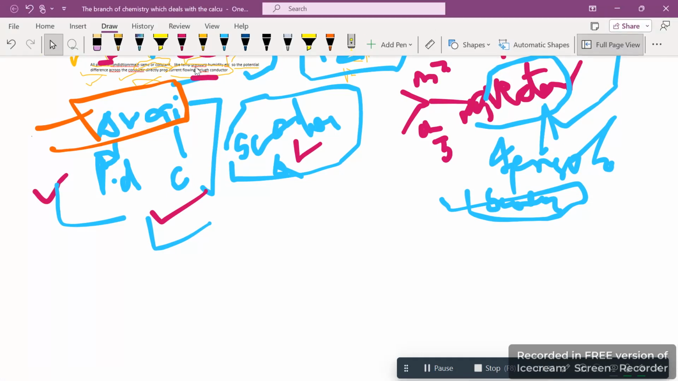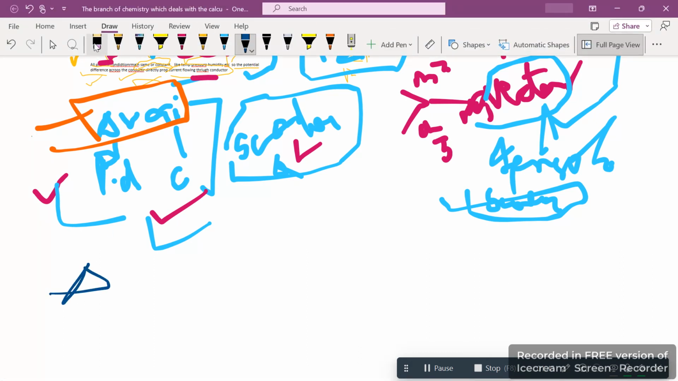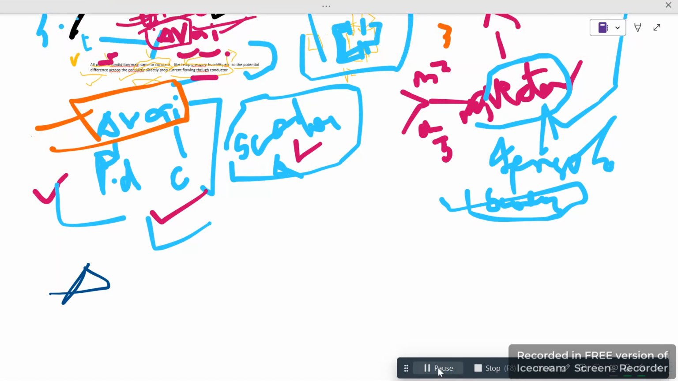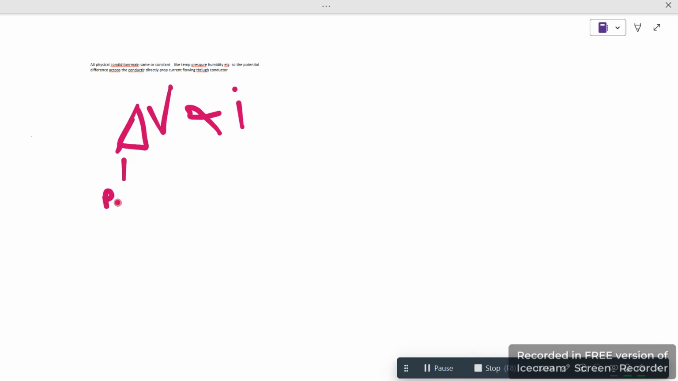So we were done till the scalar quantity. That was potential difference, which is directly proportional to current. Okay, till this we were done. Potential difference is a scalar quantity, whereas I, the current, is also a scalar.